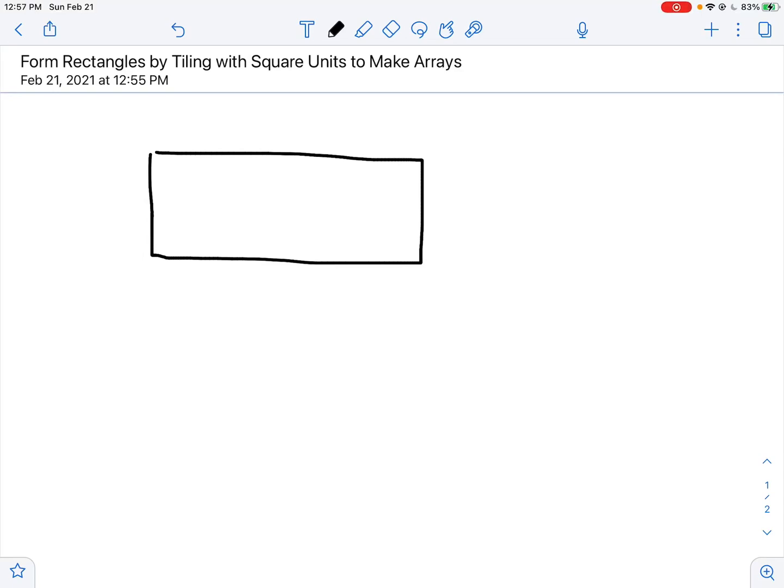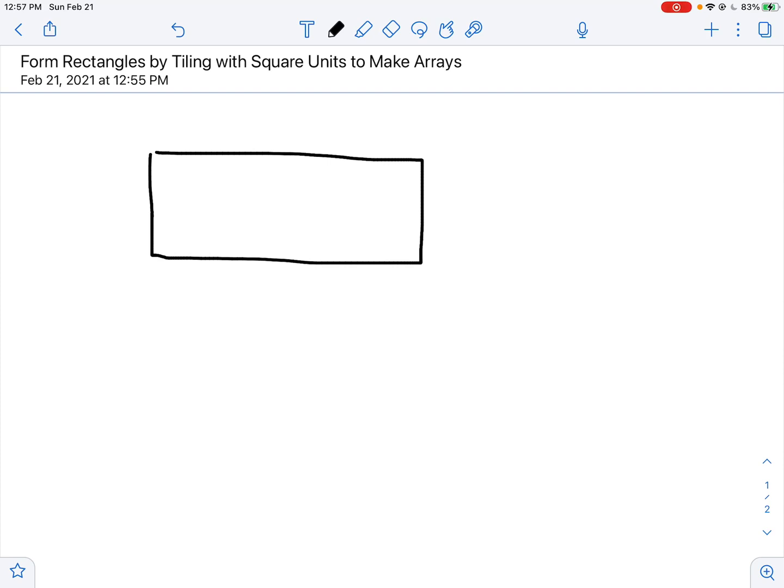Hello everybody! Today we're going to continue our exploration of finding the area of rectangles. And today we're going to work on how to form our rectangles by using some tiling with unit squares. If you're in class, we are going to actually use tiles. If you're at home, you're just going to have to draw them in and make do.